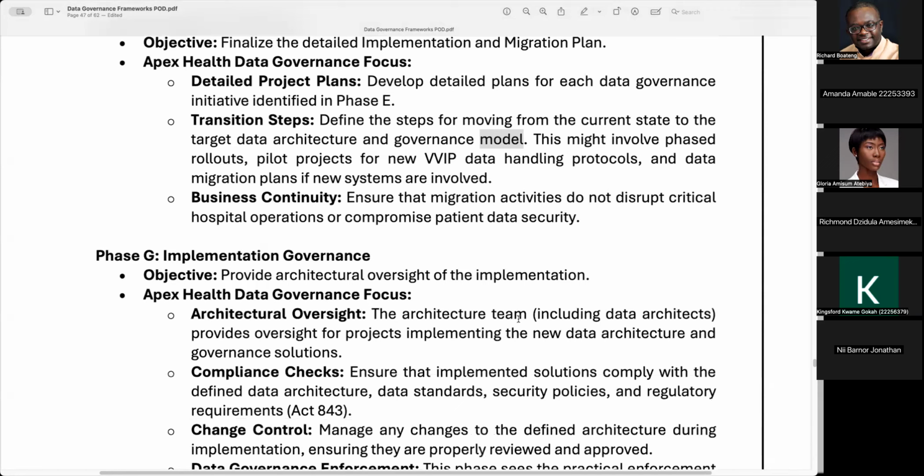A critical aspect here is ensuring business continuity. The migration planning must ensure that the implementation process doesn't disrupt critical hospital operations, especially VVIP patient care, or compromise data security during the transition period.